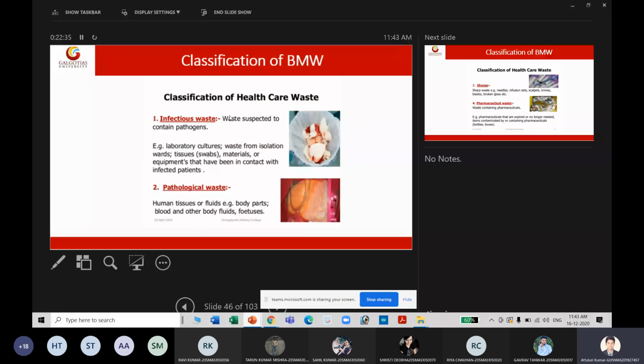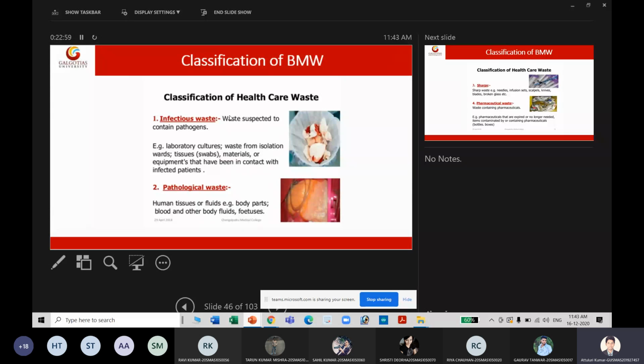Infectious waste means it is something that contains infectious agents such as bacteria, viruses, parasites, or fungi. So such kind of waste can be said to be infectious waste. In a nutshell, infectious waste contains pathogens, such as viruses, bacteria, parasites, prions, or even fungal spores.